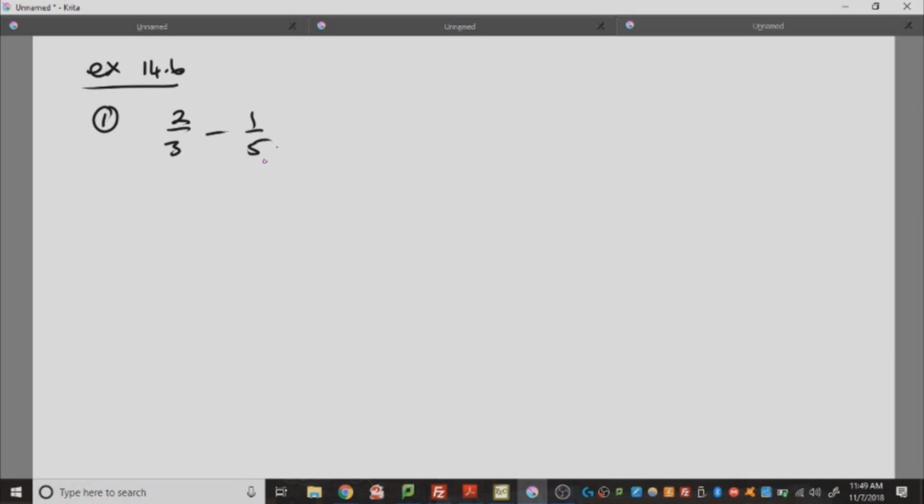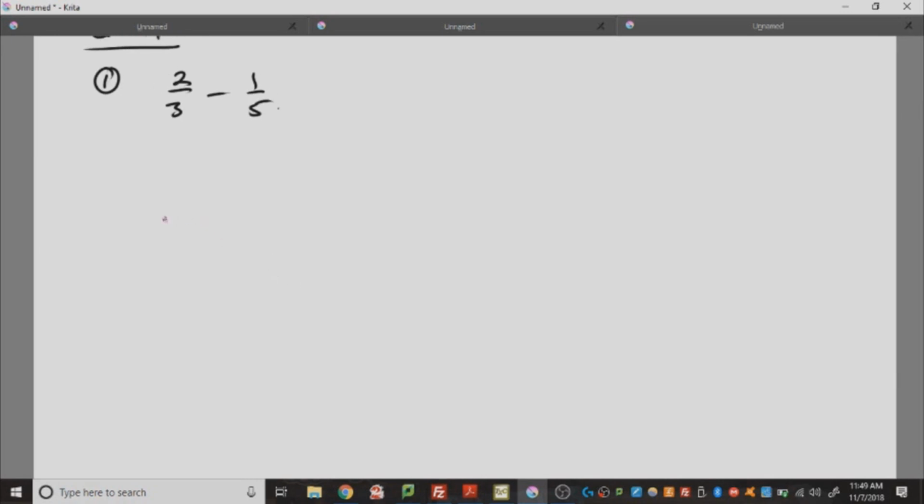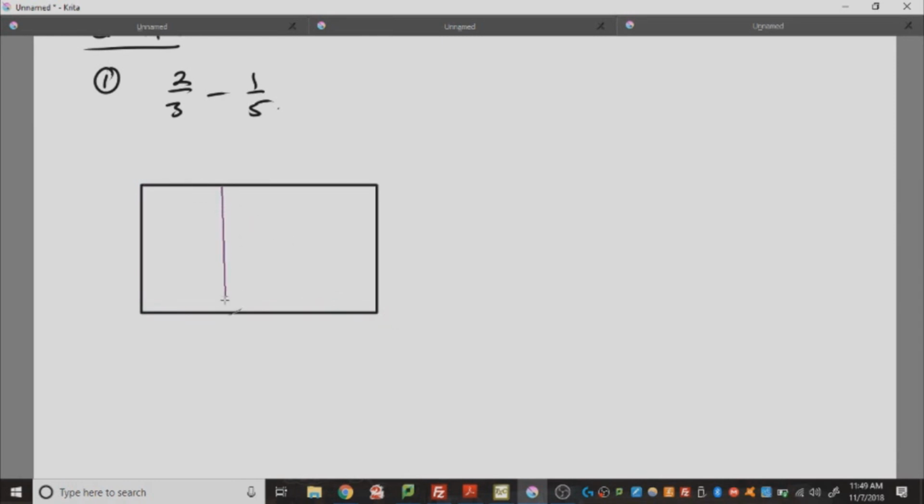Now, there are different ways here, but for sure I want to draw the first quantity, which just requires one rectangle, and I'm going to go vertically in 3 columns. I'm going to stick to pink for my first one, and I have 2 of those columns.